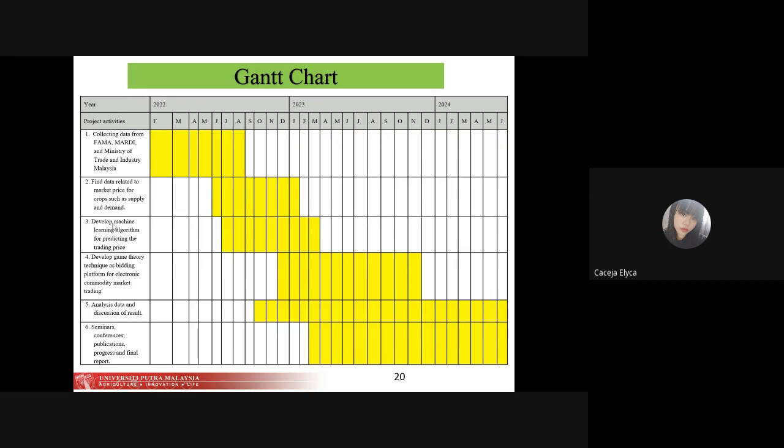For developing the machine learning algorithm, I already have the algorithm that I can use for predicting the trading price. The only problem is the data set is still not enough.